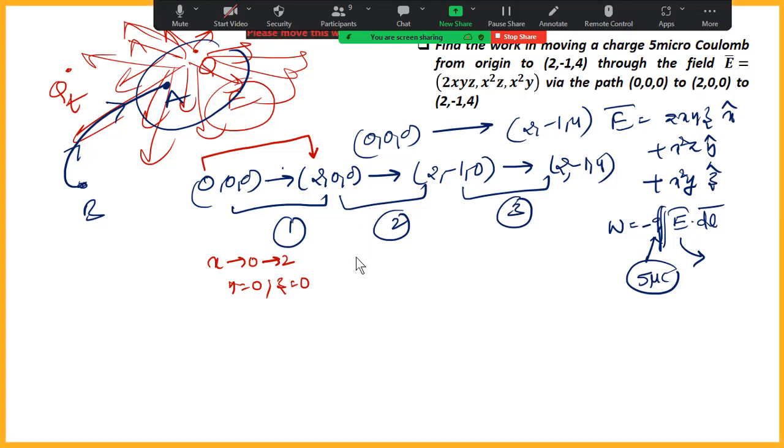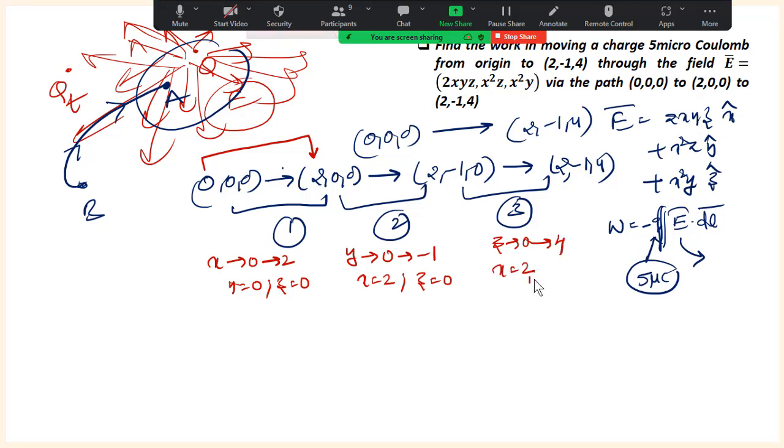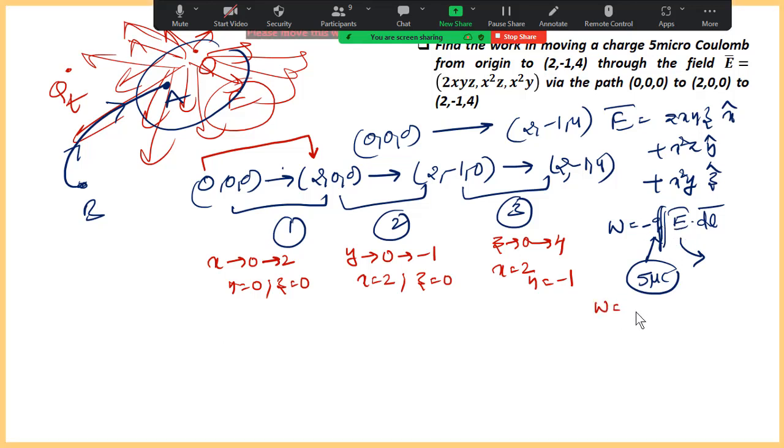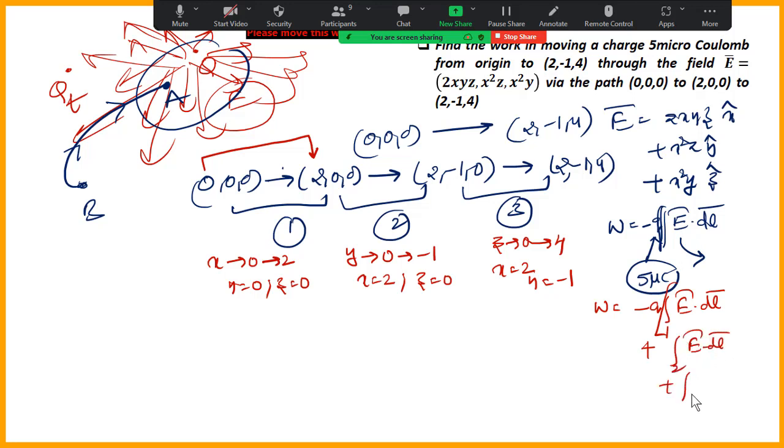Next, in the second path, y is changing from 0 to minus 1, but x is fixed at 2 and z is fixed at 0. In the third path, z is changing from 0 to 4, and x is fixed at 2 and y is fixed at minus 1. You can split this integral: W is equal to minus q times integral of path 1 E bar dot dl bar plus path 2 E bar dot dl bar plus path 3 E bar dot dl bar. Like this we can split the integral.